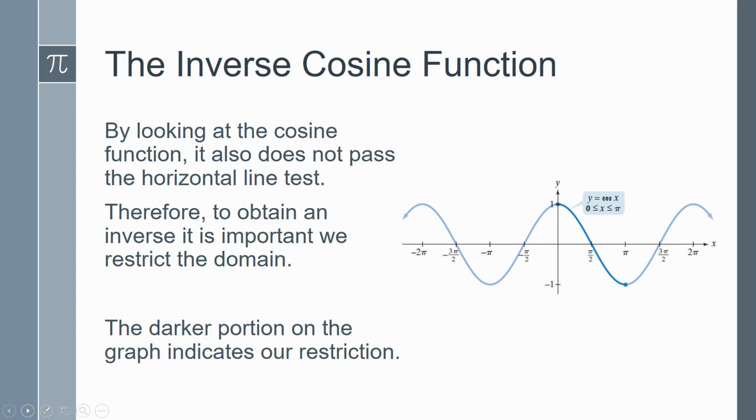So if you can see that we've got this darker piece right here over on the right. So let me even highlight it for you. So this piece right here, that is going to be the restriction that I want. So notice that it is a different restriction because it's all on the right side of the y-axis. This goes from 0 to pi. Okay, so we have a different restriction when we're talking about the inverse cosine.